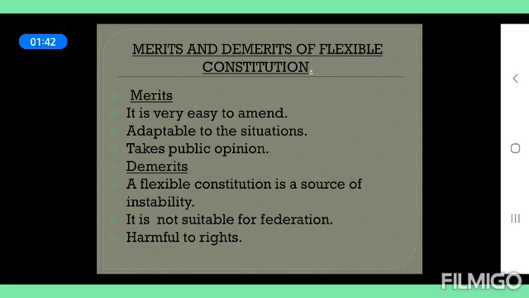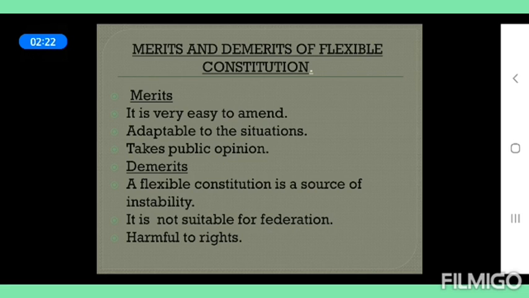And number 2 is that it is adaptable to the situation. It is adaptable to any situation, students. That means it is adaptable to changes and it prevents revolutions, because it is very dynamic in nature and there are fewer opportunities for revolts in the state. The constitution has the ability to keep pace with changing times and with changes in public opinion. That is why Britain has been free from violent revolutions, also because of the flexible nature of its constitution. So this is number 2, merits of a flexible constitution.